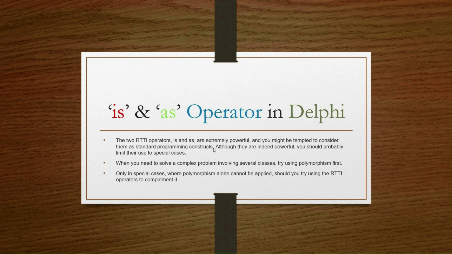When you need to solve a complex problem involving several classes, try using polymorphism first instead of using is and as. Only in special cases where polymorphism alone cannot be applied should you try using the RTTI operators to complement it.